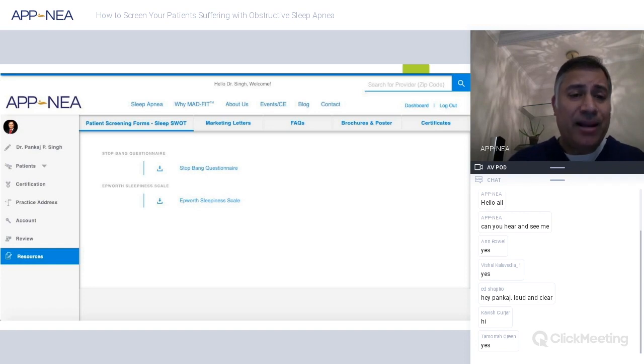And of course, we have the sleep SWOT. We have the STOP-Bang questionnaire for the clinical team, and the Epworth Sleepiness Scale for the patient. So what I would recommend is you download as many of these as you can, print them up, and have them ready for the morning. For the Epworth Sleepiness Scale, hand it out to all your patients as a basic screening intake form when you do your medical history, when you give them paperwork to fill out, updating their medical history or insurance information. Just hand it out and they can complete it.